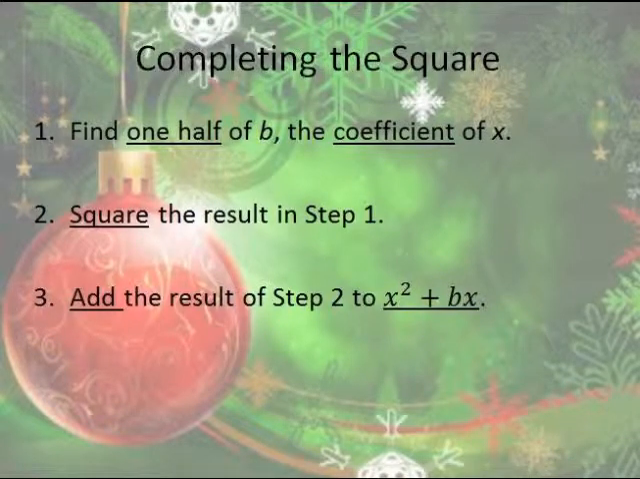So we take b and we cut it in half. Then you square that result, so whatever that number is. So if your middle number was 6, you divide it by 2, you get 3. Now you square 3. Once you square it, you now add it to your original equation, so that you force it to be a perfect square trinomial. I'll show you how that works here in a second.